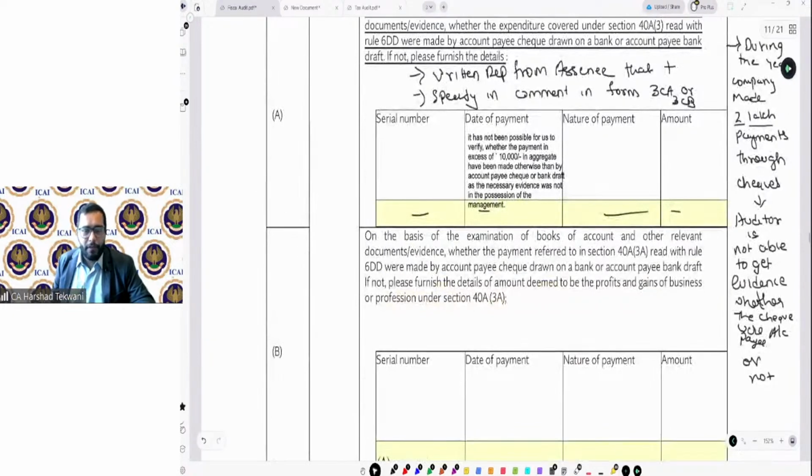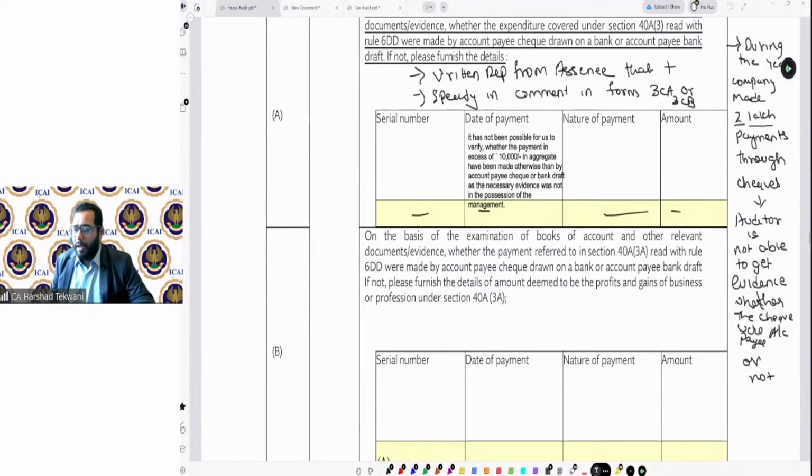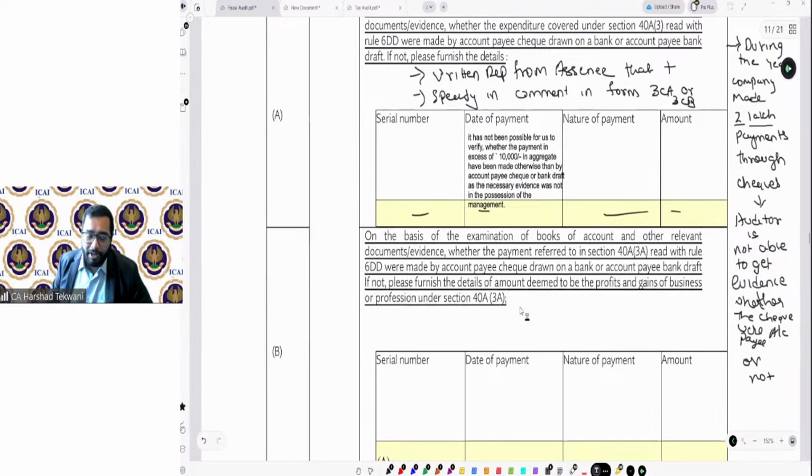Same way, if you see now, 40A(3A), which talks about the amount that is paid in respect of liability of the previous year. Okay, so the liability you incurred in other preceding previous years, which is paid now in the current year, other than by account payee cheque or bank draft. In that case, you need to refer that amount over here.